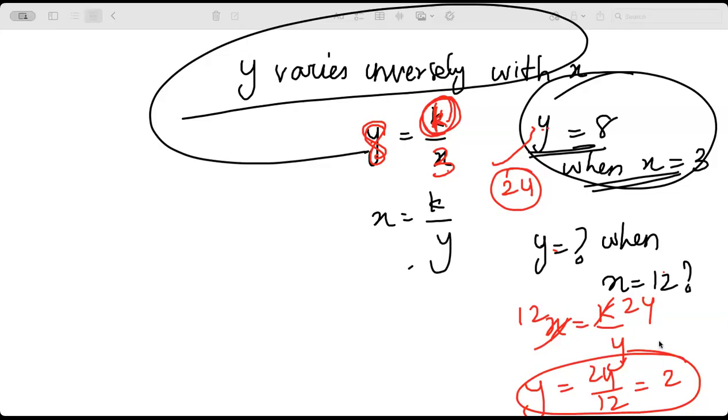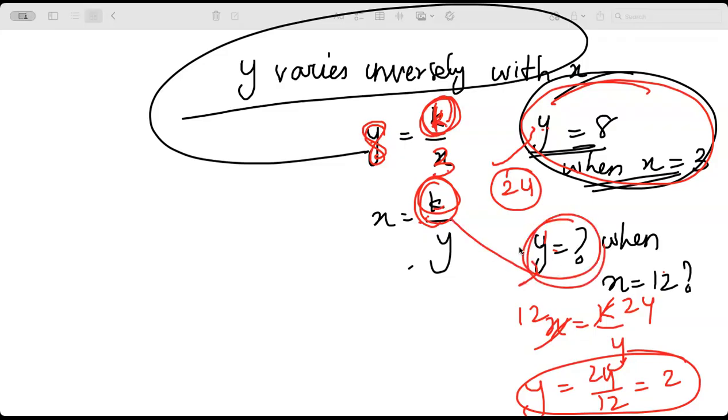Who did not get this? From one given x and y, you find out your constant. That comes in inverse variations. Once you find out the constant, it is going to be the same in any pair of values, right? So using that constant, you will find one variable when you're given the other.